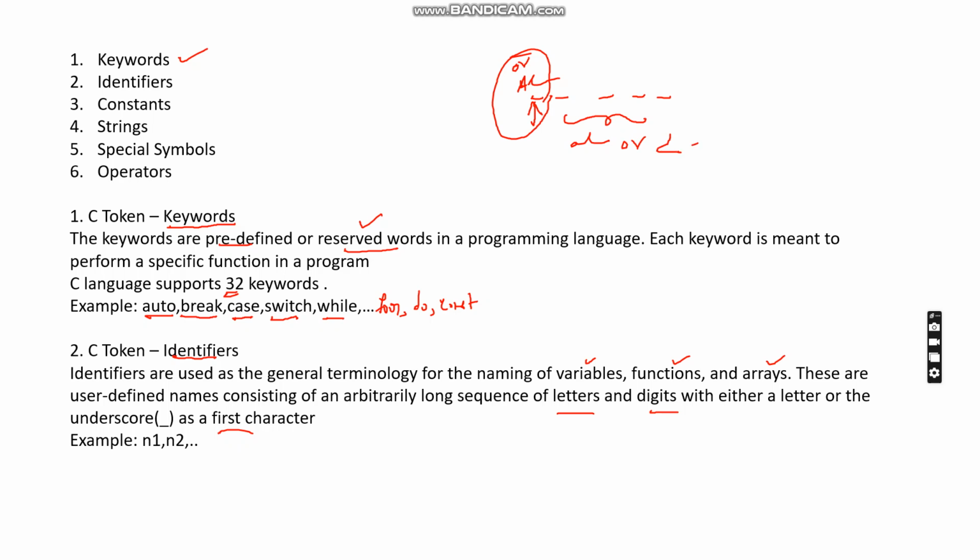Here I give one simple example, n1. In this, n is an alphabet and 1 is a number. This is accepted. n2 is also a valid identifier. If I give a name starting with a digit, like 1n, this is not a valid identifier. Why? Because the first character is a digit. Digits will not be accepted as the first letter. The first letter must be an alphabet or the underscore. From the second onwards, they may be alphabets or digits. This is about the identifiers.